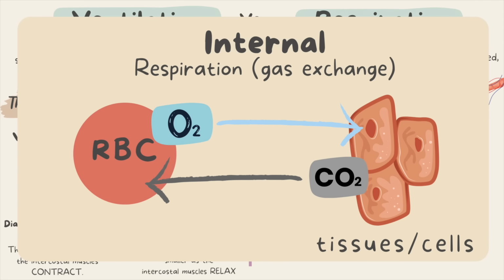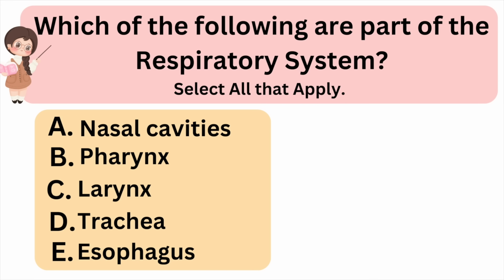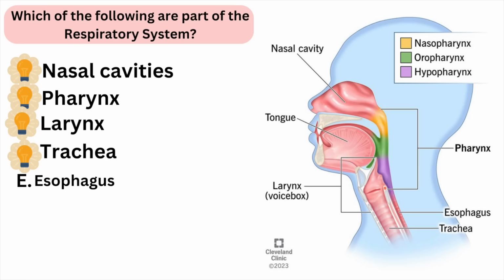Okay, moving on to the next question, question number 12. Which of the following are part of the respiratory system? Select all that apply. A, nasal cavities, B, pharynx, C, larynx, D, trachea, and E, esophagus. Our answer here is the nasal cavities, pharynx, larynx, and trachea. These are all part of the respiratory system. The esophagus is not part of the respiratory system. It's actually part of the digestive system.